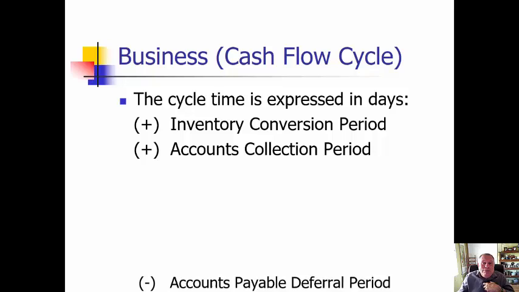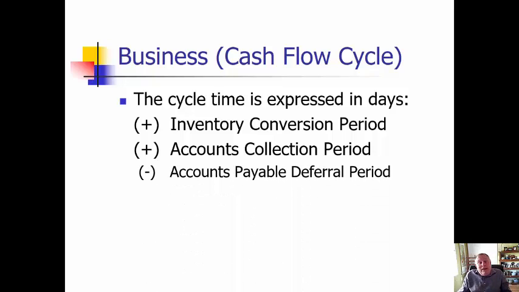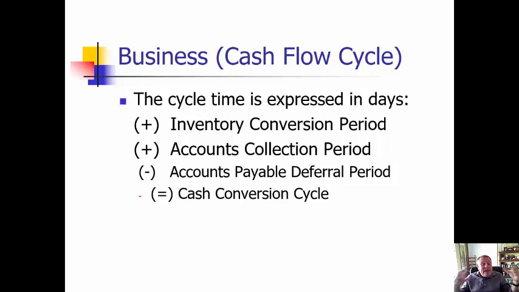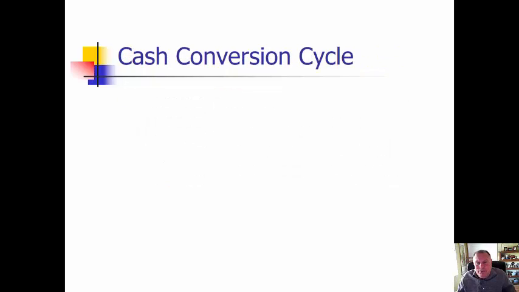Now, we don't always pay for everything up front. At times, we have accounts payable, accrued expenses. This is other people's money that relates to the production, so that reduces our cycle time. When we take inventory conversion period plus the accounts receivable collection period, less accounts payable, that will give us the cycle. Now, how do we do this?